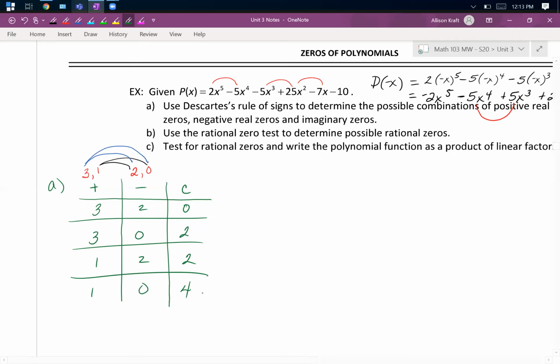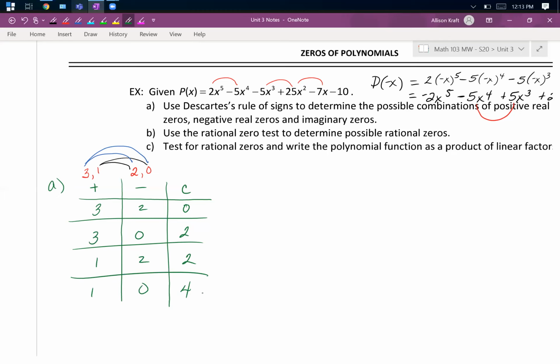I always double check when I make my chart that all the numbers in my complex column should be even numbers, since complex zeros come in pairs, in twos. Multiples of 2s are always even numbers, so I always double check that.